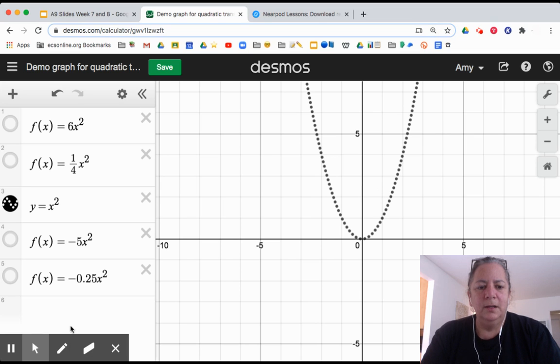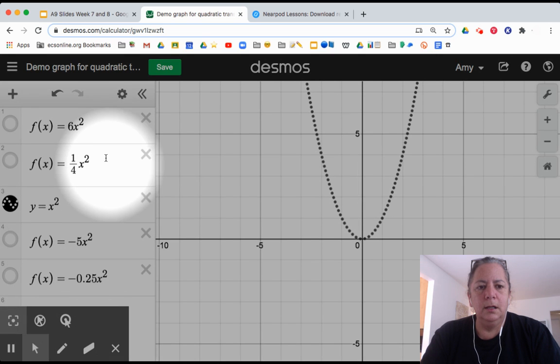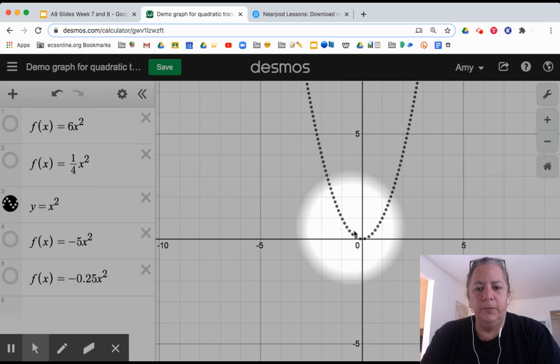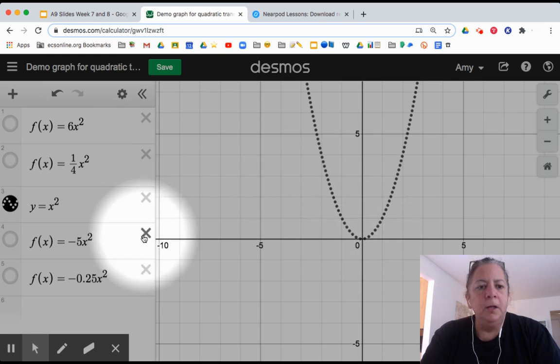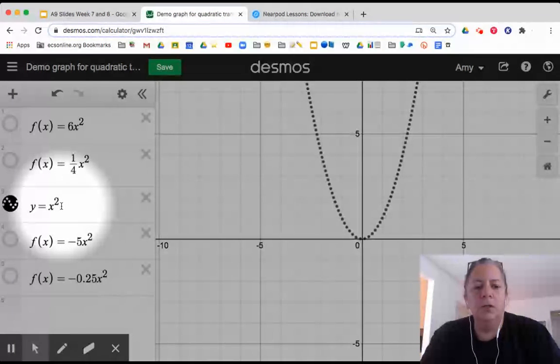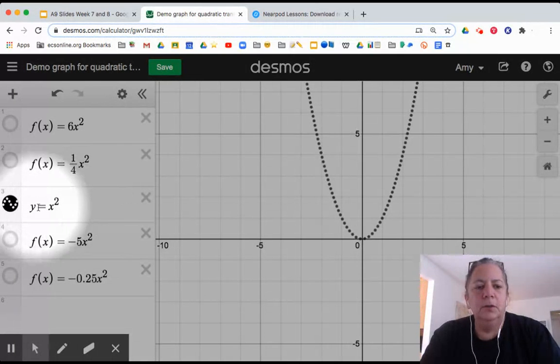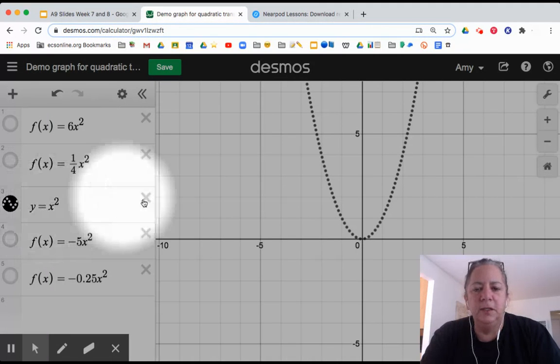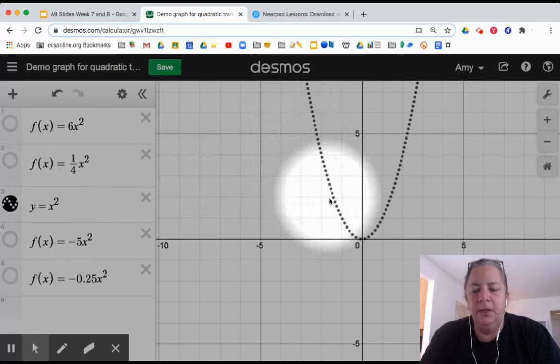Okay, everyone. So let's just do a quick going over of what we did in class today. So this is all about the a value, as in the letter A, in a quadratic function. So let's just start with the parent function, y equals x squared, or f of x equals x squared. I graphed that right here.